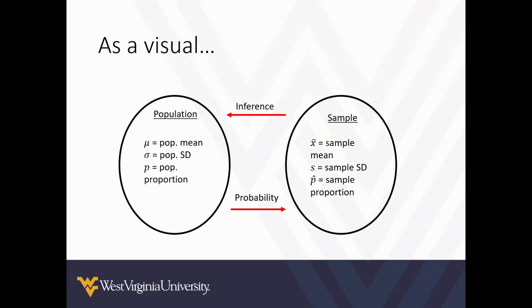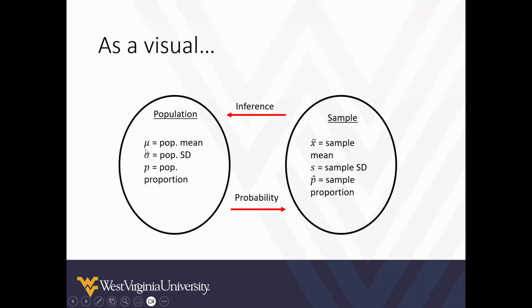So to have an understanding of this visually, in our first circle we have population, and underneath it we have a few population parameters. In statistics, there are certain Greek letters and normal alphabetic letters that we use to represent and denote different statistics and parameters.